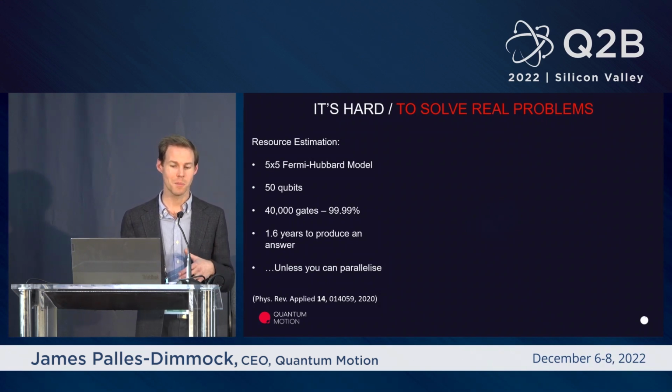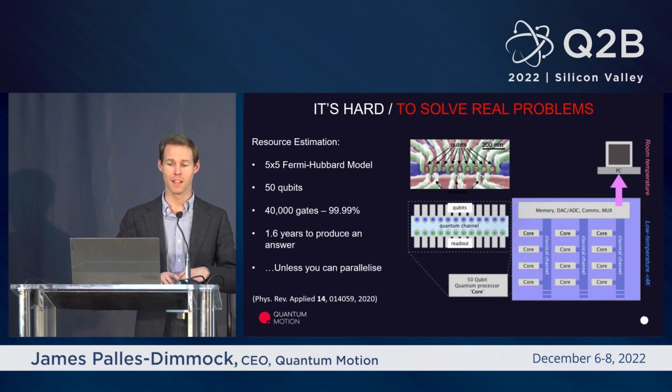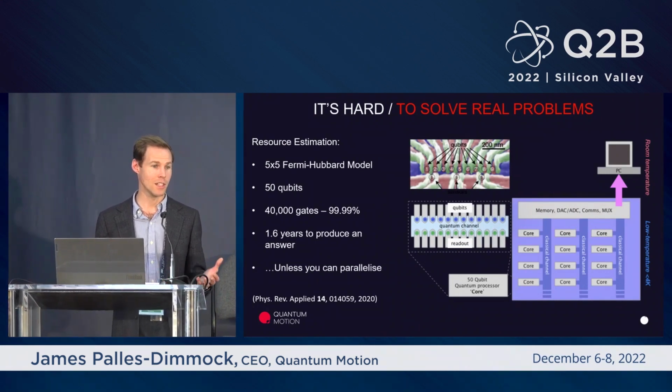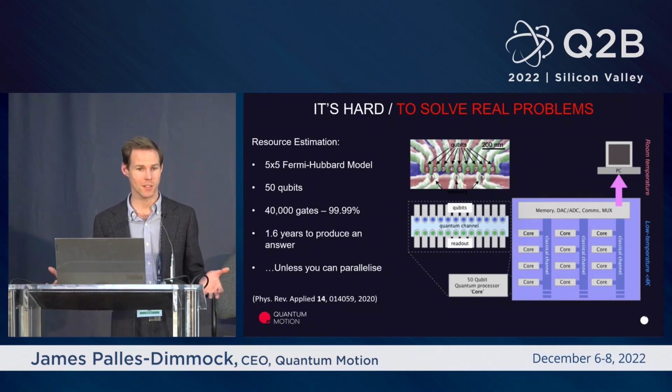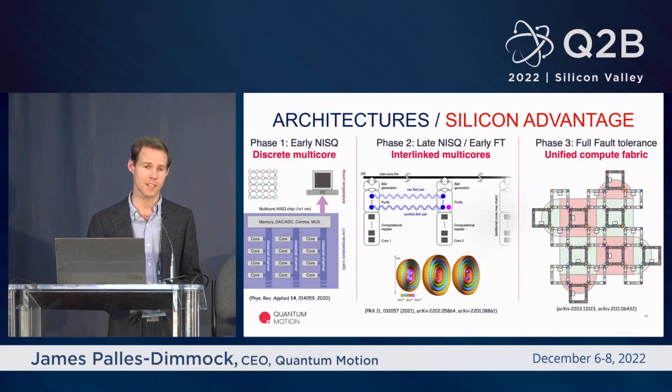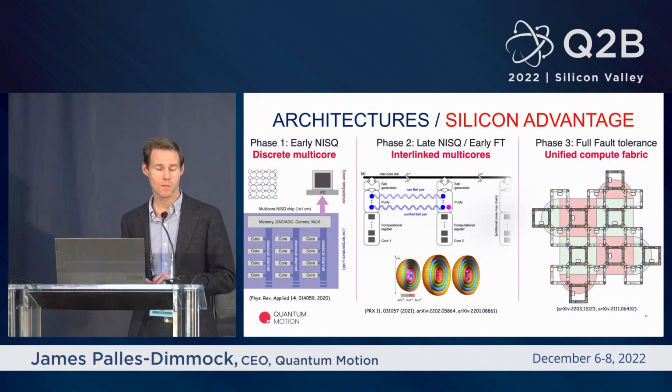So we should be looking at parallelizing this. Not just asking the same question again and again, but saying, let's put thousands, tens of thousands of cores on an individual chip. And this is something that we can do in silicon. And so that's the first use case as to why silicon is a nice system for us to use. And this is only phase one of what we're realizing at Quantum Motion.